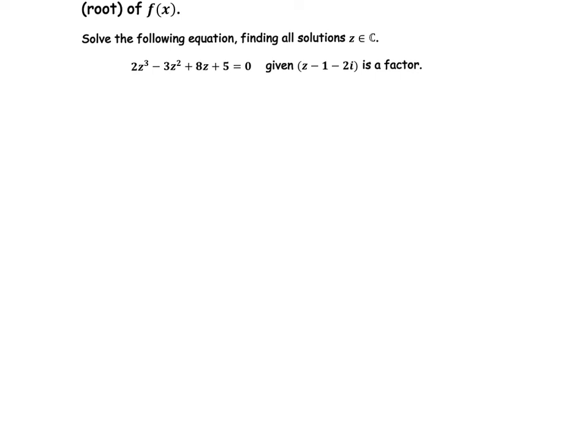Okay, so it gives us this. It says that z minus 1 minus 2i is a factor. So if I set that equal to 0, z minus 1 minus 2i equals 0, then z equals 1 plus 2i is a root. So that's one of the roots of this polynomial.